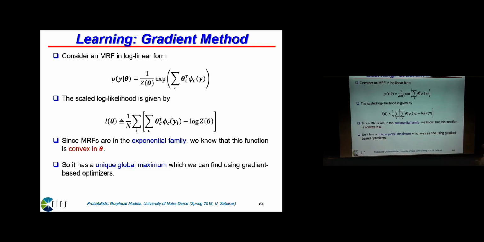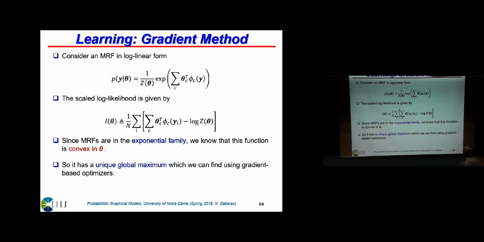Okay, so what we're going to do is collect a bunch of data, so n data points. These are my observations y_i. And I've written here the scaled log likelihood. I put this factor 1 over n there because it's going to simplify the calculations I want to do. So, do you agree that the scaled log likelihood looks like that?